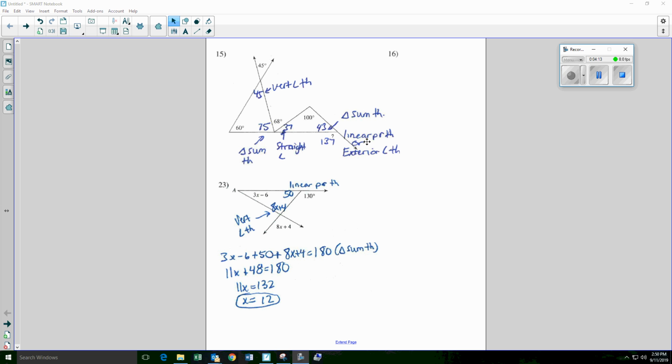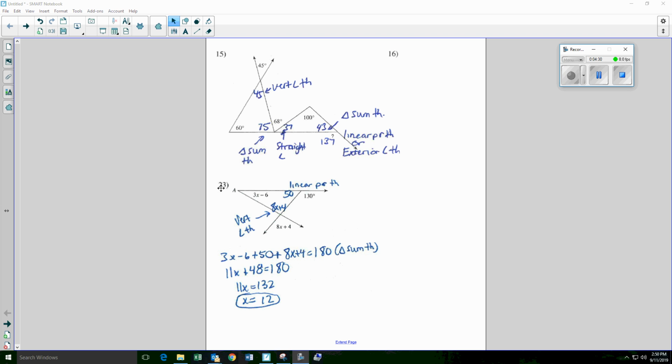Okay, but when it has just two adjacent ones, they want you to focus either on the linear pair theorem, or if it's with a triangle and they give you these other two over here, they might want you to focus on the exterior angle theorem. So just know that. All right, so there's 15 done for you.